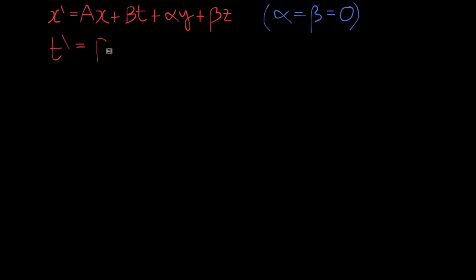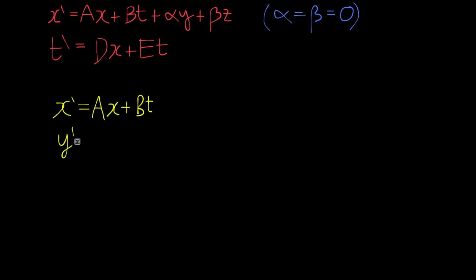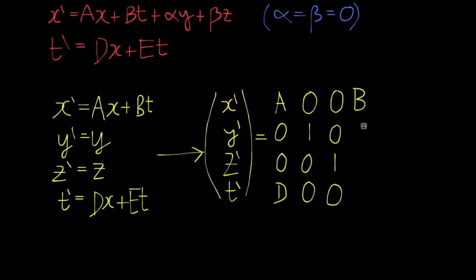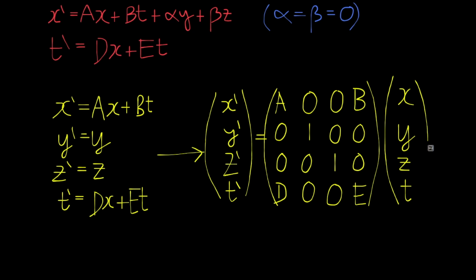So here we're going to write a new linear equation for the coordinates. By symmetry, we must have alpha equals beta equals 0, as the event in S' has no y or z components, so nor can the event in S. For the same reason, t' equals dx plus et. Symmetry also tells us that we must have y' equals y and z' equals z. Therefore, the most general form of the transformation allowed by symmetry is shown below. And expressions for the coefficients can be found by thinking about the system.